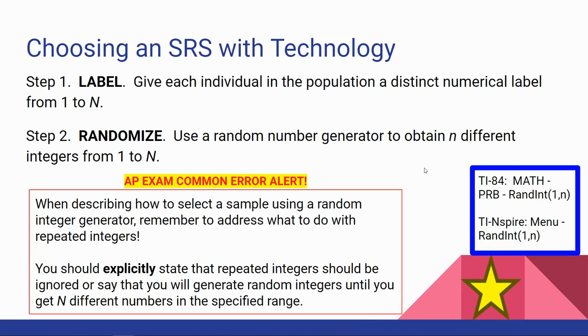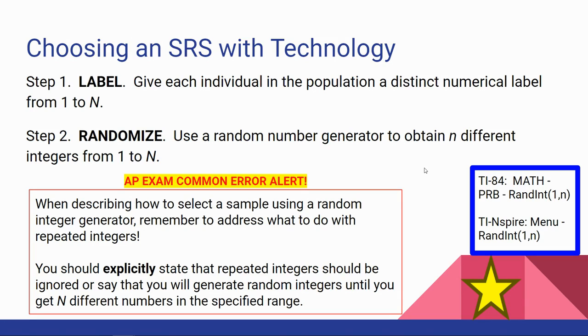So something to remember, there are certain errors that might pop up, and these are things that have been seen quite often with the AP exam. So anytime that happens, you will see this alert. When describing how to select a sample using a random integer generator, remember to address what to do with the repeated integers.